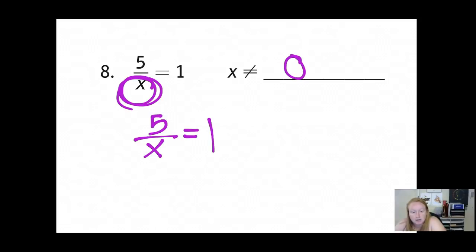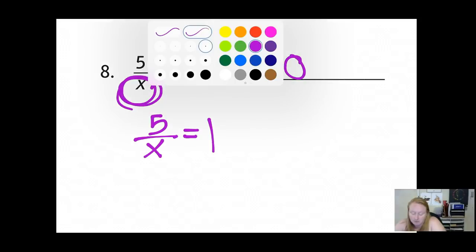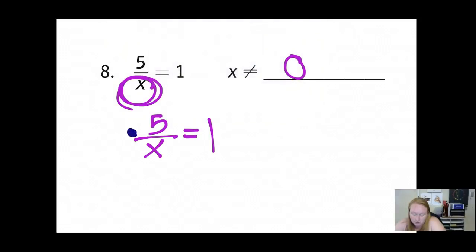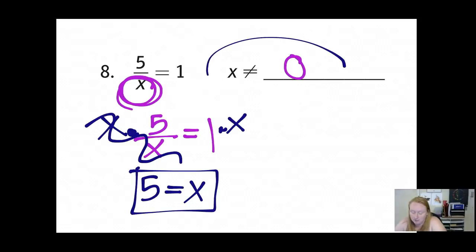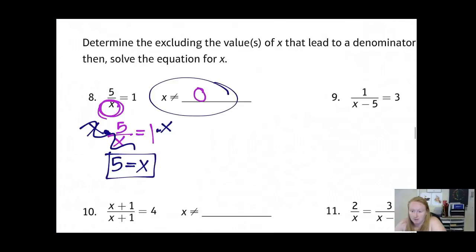So we're going to go through and solve this. The way we do that is we multiply by the bottom. We're trying to clear that fraction. We're trying to multiply by the bottom, get that fraction gone. So I'm going to multiply by x on both sides. That's a property of equality. I cross that x off, so I end up with 5 equals x. That's my answer. That's an okay answer because it doesn't clash with this answer right here that says x cannot equal 0. So I'm going to keep going.